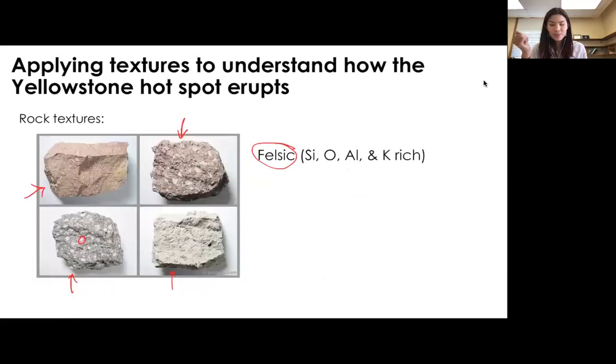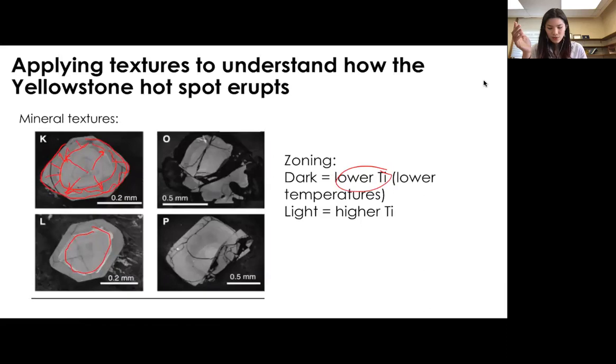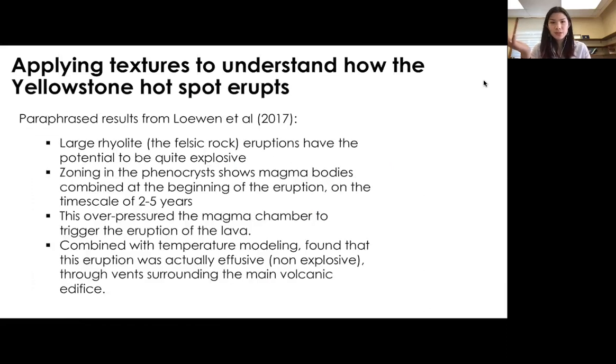rock textures, and hopefully you have some sort of hypothesis in mind, let's check that against what the original researchers found. And we'll just note that they had access to a lot more analytical tools than we did, so they were able to look at this in a little bit more detail. But they found that the rock type is rhyolite, that's that felsic rock, and they have the potential to be very explosive because they are felsic and therefore more viscous and resistant to flow.